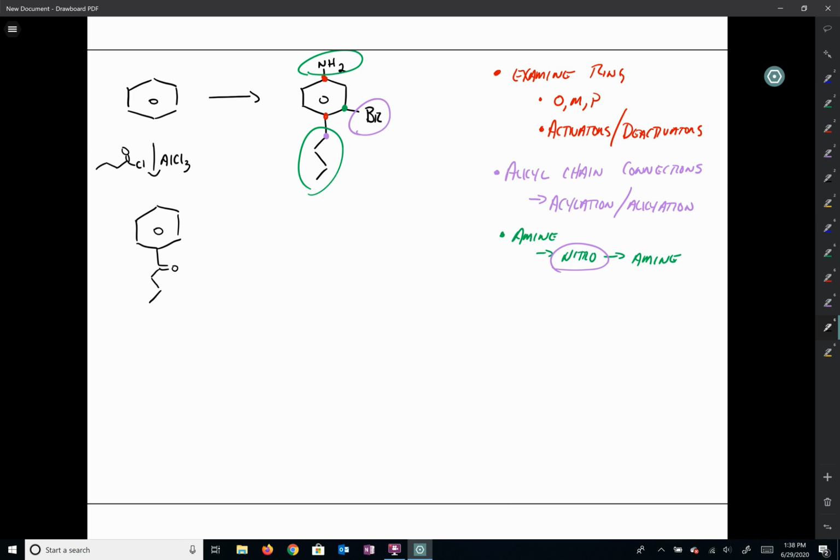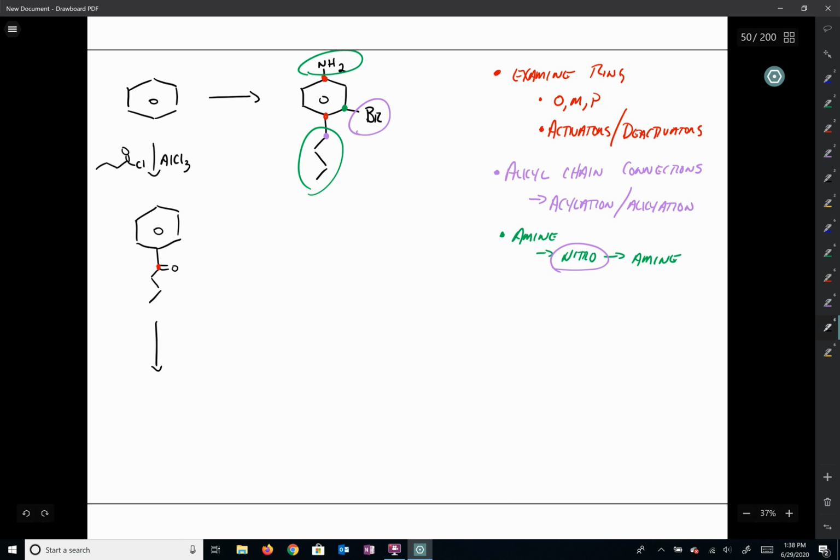Right? So for those of you who are paying particularly close attention, what you'll notice is I do not have an activator on my ring. A ketone, a carbonyl, is a deactivator. Okay, this is a deactivator actually. So now we have to go back and get rid of our ketone. Do you guys remember how to do that?